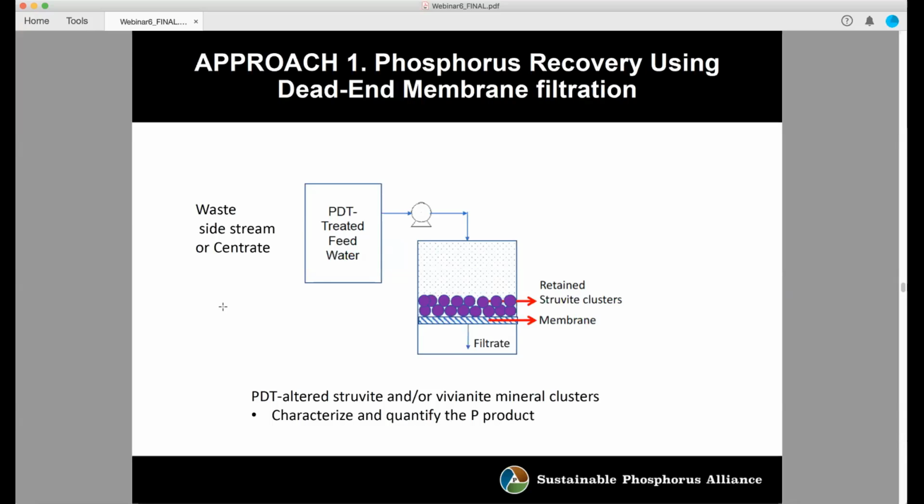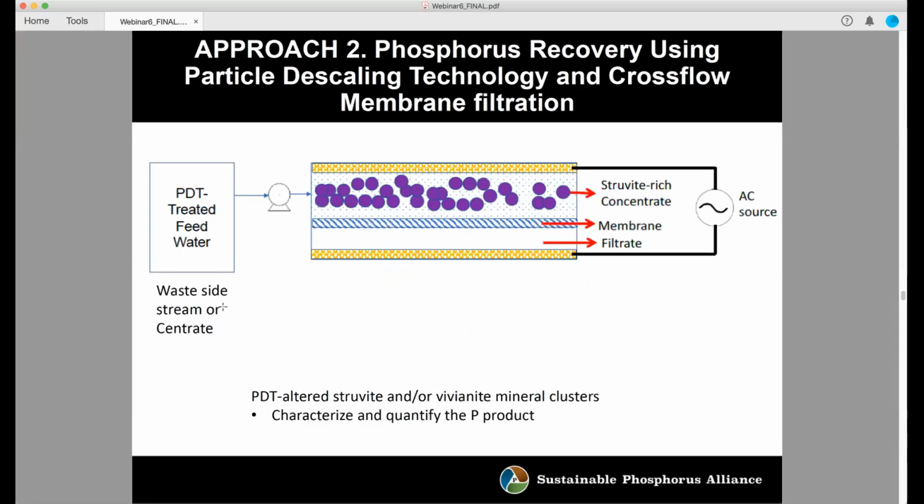The main focus of this dead-end filtration is to study the composition and the quality of the recovered phosphorus, which could be struvite or vivianite. And also we will be looking at the particle size distributions and so on. So depending on these particle size distributions of the recovered phosphorus, we will either use microfiltration or ultrafiltration or nanofiltration membranes to recover this phosphorus. So this work will guide us to choose the right type of membrane.